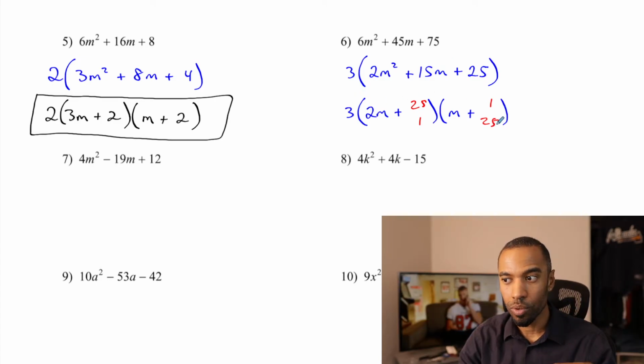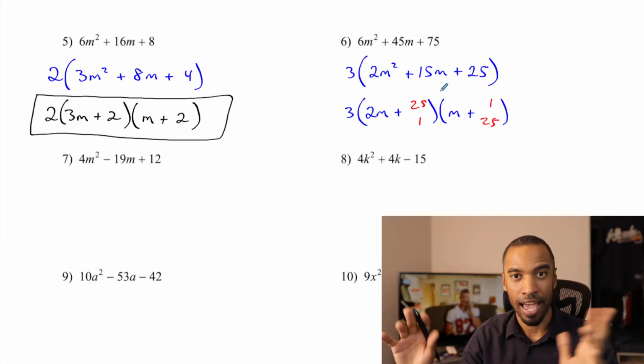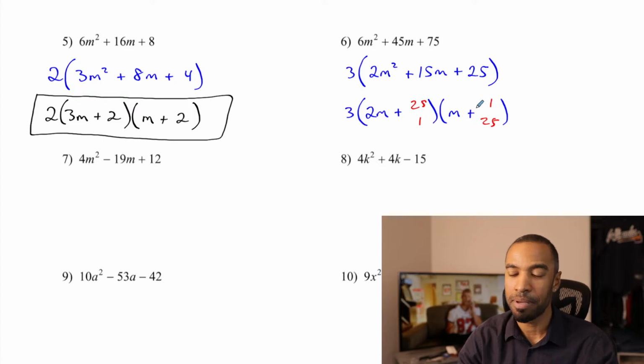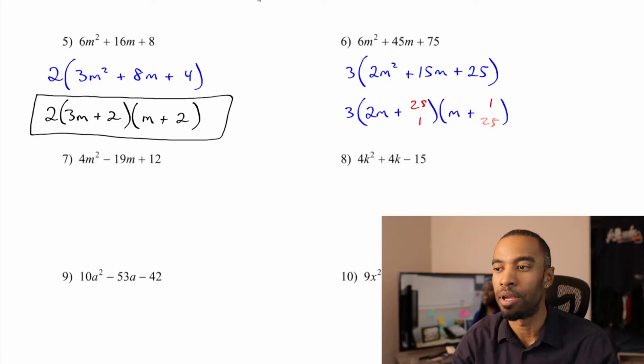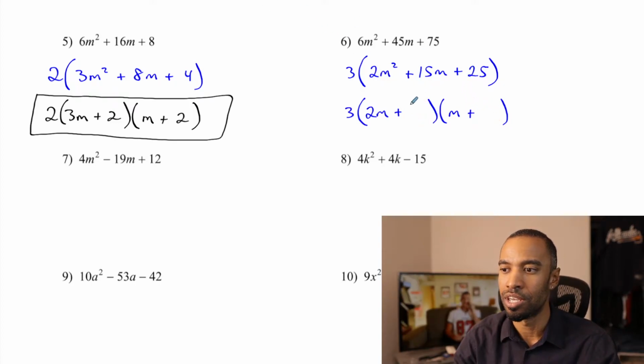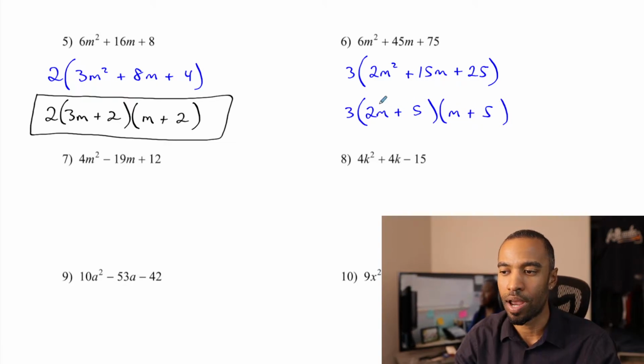If I do 2 times 25 or 1 times 25 and I add something, it'll be too big. It can't be either of these. You don't need to check them. The only possibility here is 5 and 5. And let's try it.